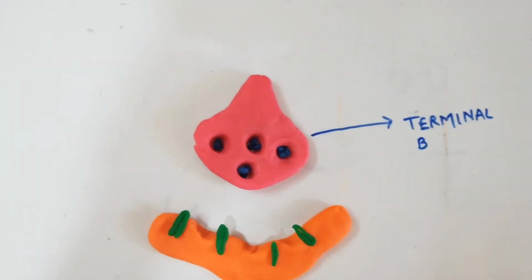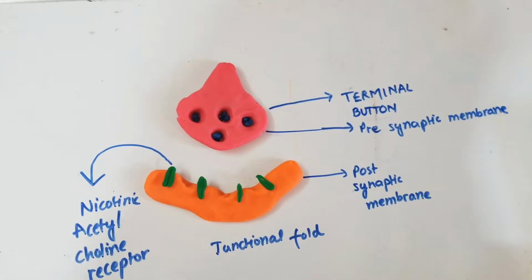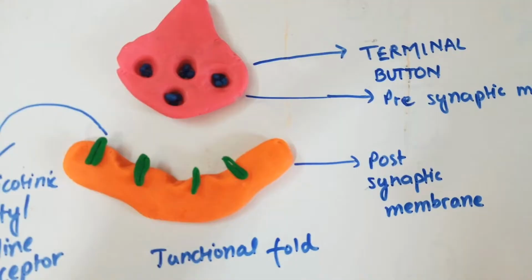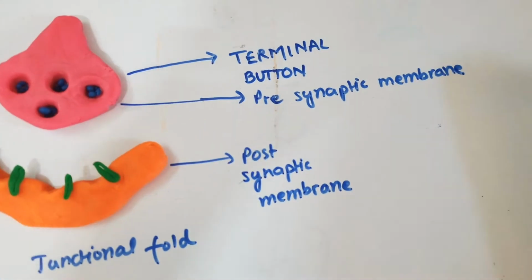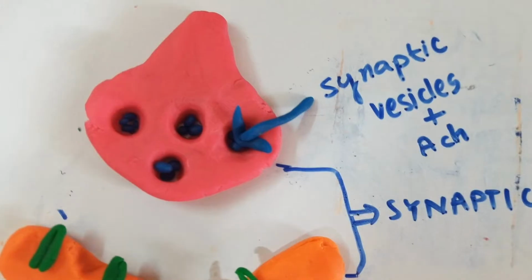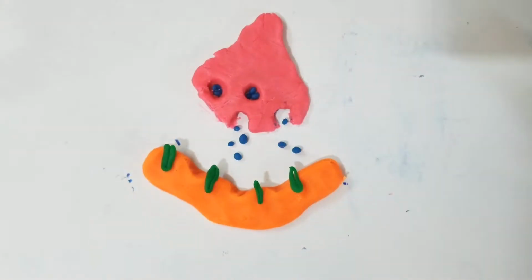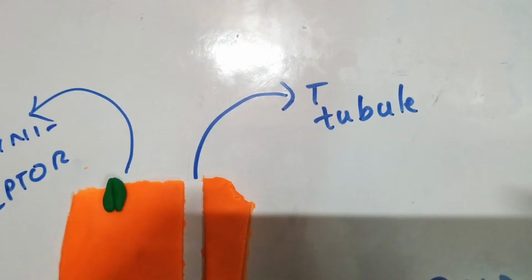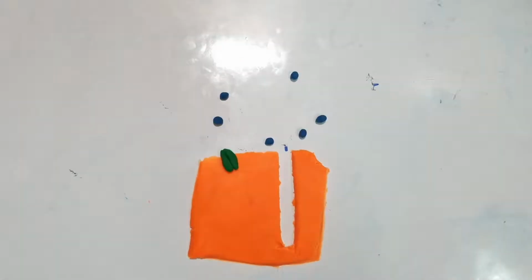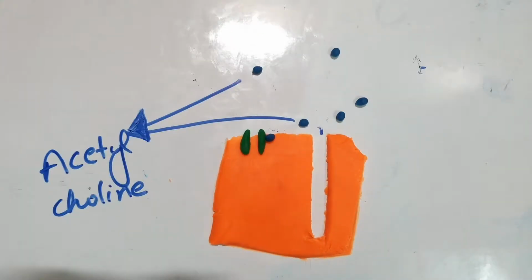This is a neuromuscular junction with presynaptic membrane, postsynaptic membrane, and synaptic cleft. The postsynaptic membrane is on the junctional fold of the sarcolemma. When action potential reaches axon terminal, it releases acetylcholine through exocytosis. Acetylcholine released binds to the nicotinic receptors on the sarcolemma and increases its sodium-potassium permeability.